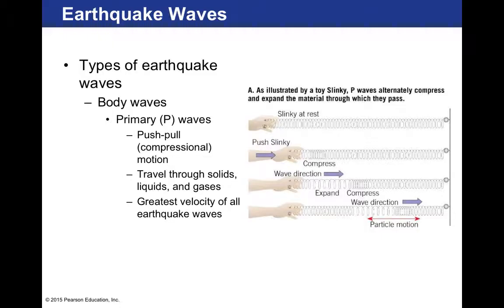You're going to see that there is no up and down motion with the P wave. It's simply a compression wave. These waves can travel through solids, liquids, or gases, and these are the earthquake waves that have the highest velocity.